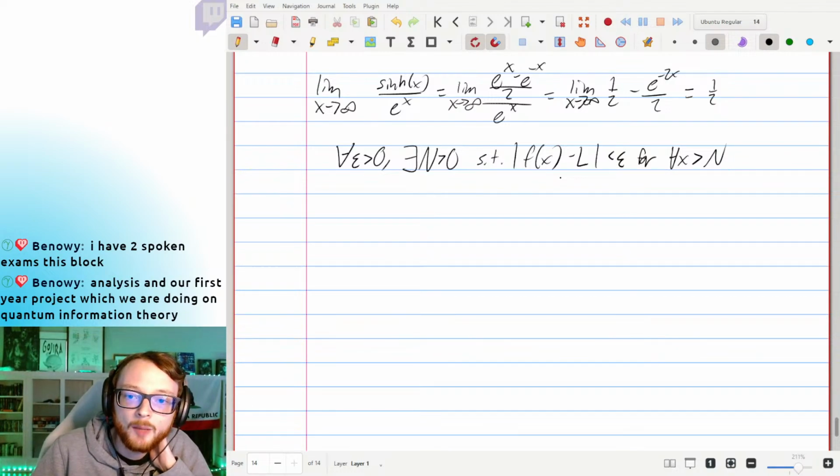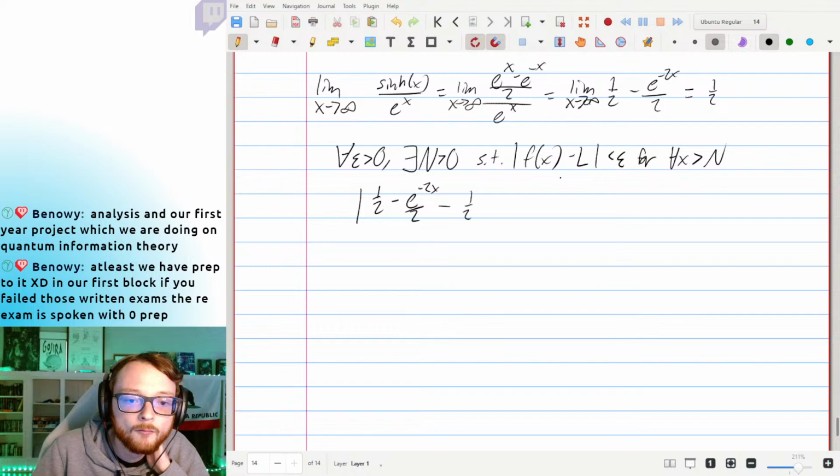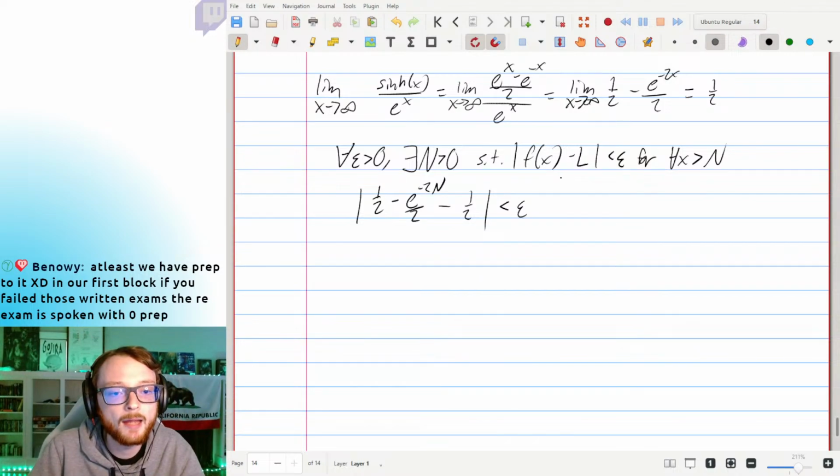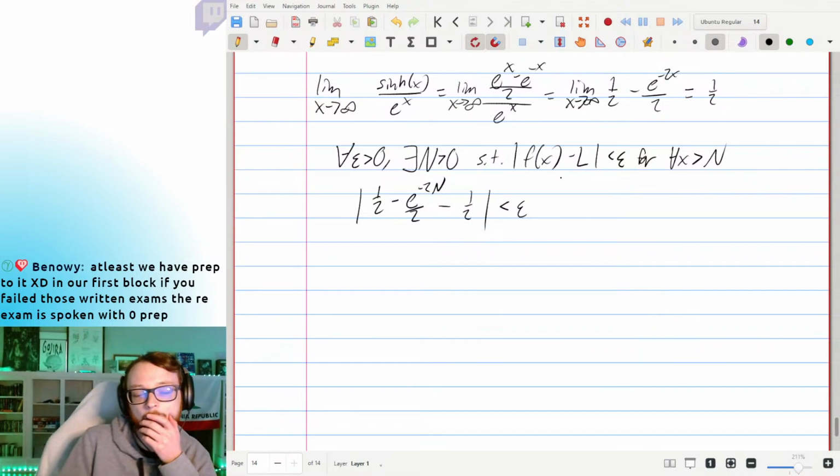Okay, so basically, we need to be able to say that this function gets arbitrarily close to 1/2 at some value capital N. Can we just solve this for capital N? That might not be too bad. L is the proposed limit that we're saying is 1/2.